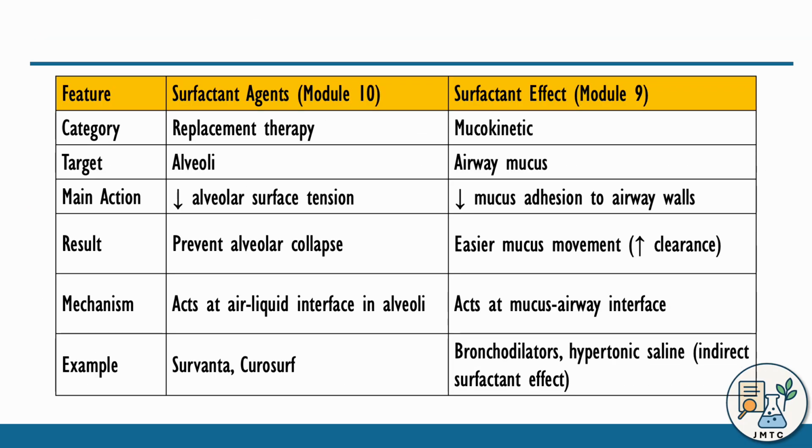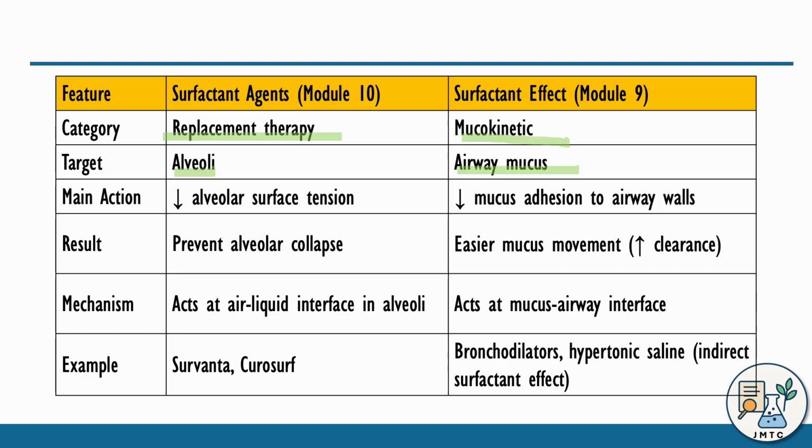Here in Module 10, the surfactant is actually a replacement therapy, meaning we are giving the actual substance that the body lacks. While in Module 9, the surfactant effect is mucokinetic, meaning it helps move mucus and not replace surfactant. And our target for Module 10 is the alveoli, while in Module 9, airway mucus ang target natin. So magkaiba sila ng location. One is deep in the lungs, and the other is in the airways, sa bronchi.